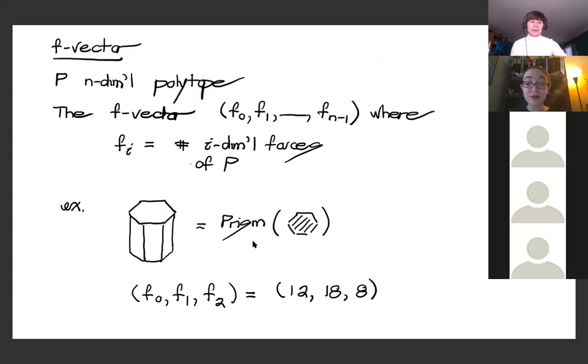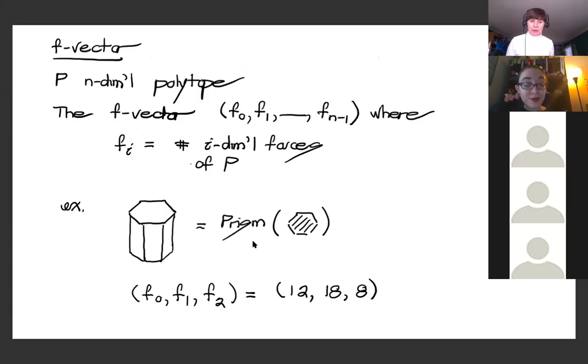All right, so the next thing we want to talk about with a polytope is something called the F vector. What this does is it keeps track of the number of faces by dimension. So let's just look at an example rather than stare too much at the definition.